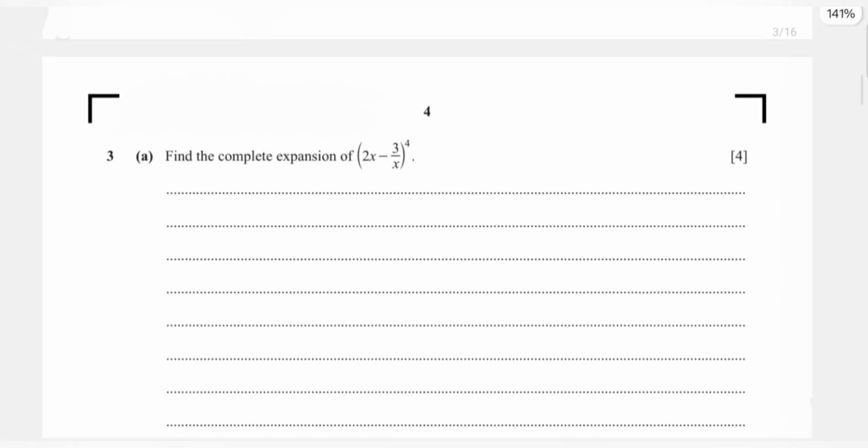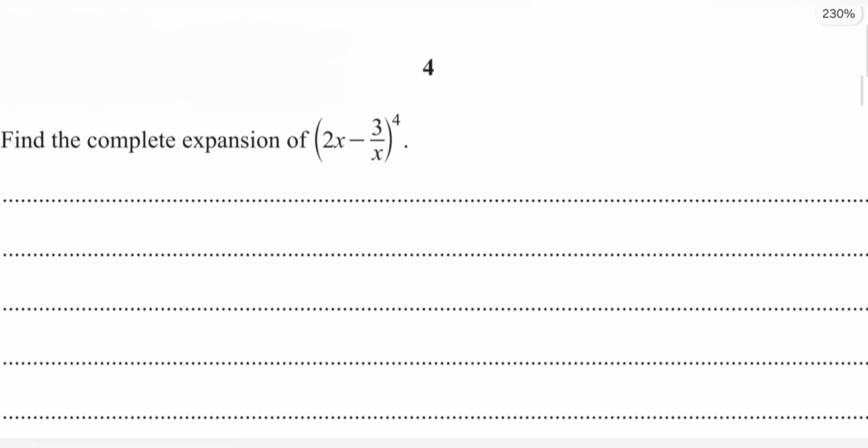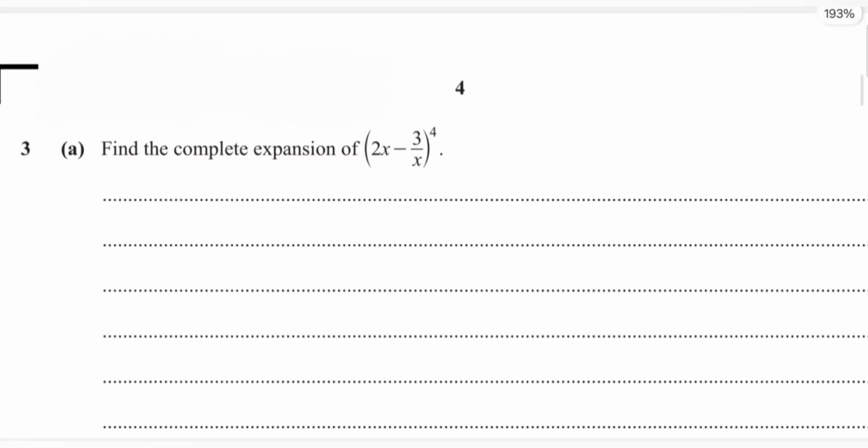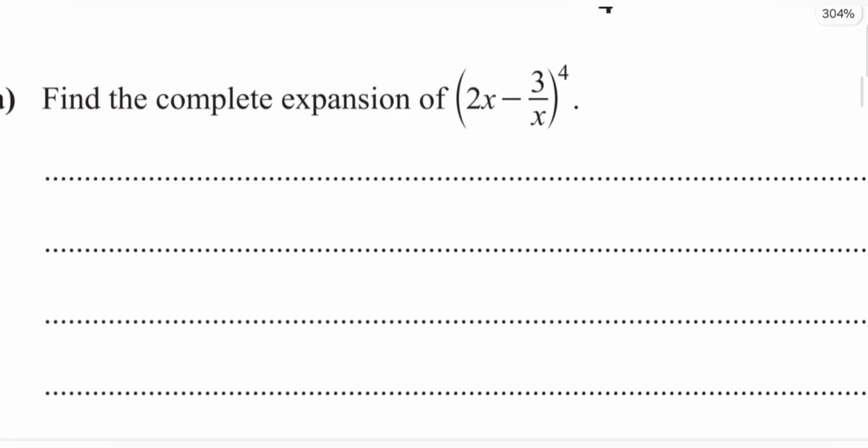And for number 3, part A says find the complete expansion of (2x minus 3 over x) to the power 4. So that's a bit of a binomial expansion there. And just by looking at this, we can tell that it has 5 terms by seeing this 4 here, because we get the first term after choosing 0 from 4. So to get the complete expansion, we start with the first one.